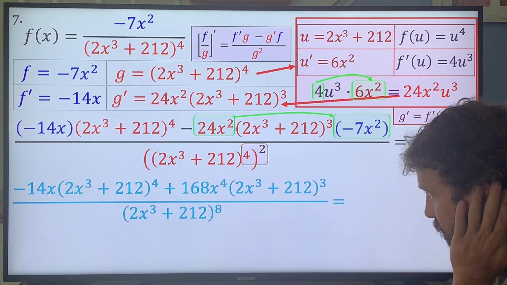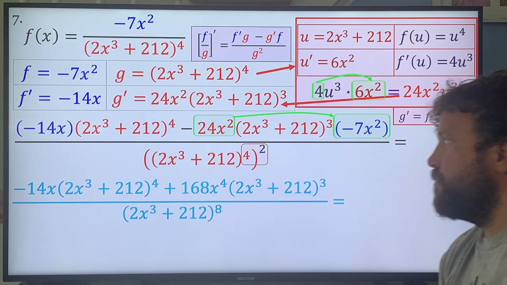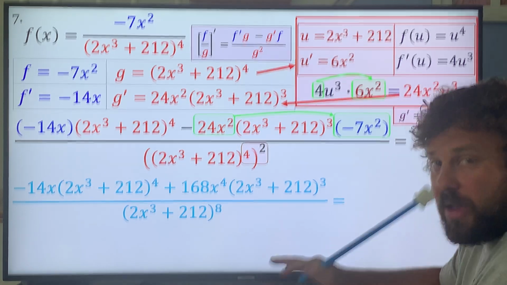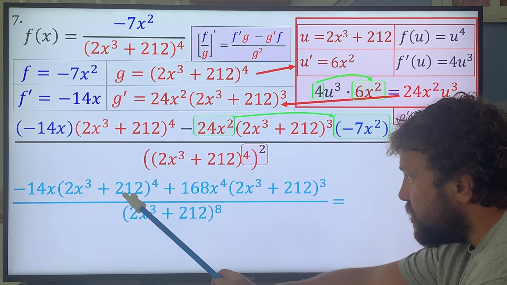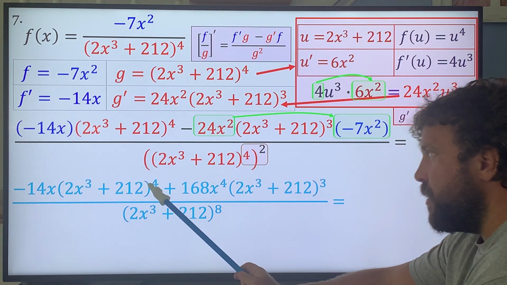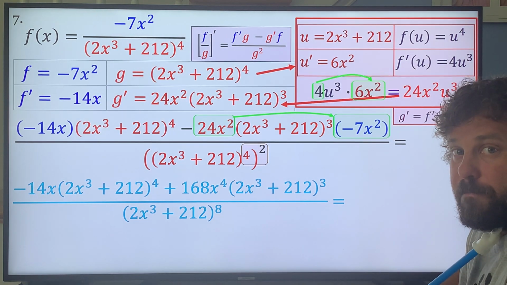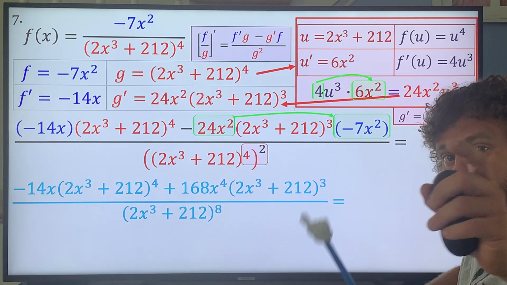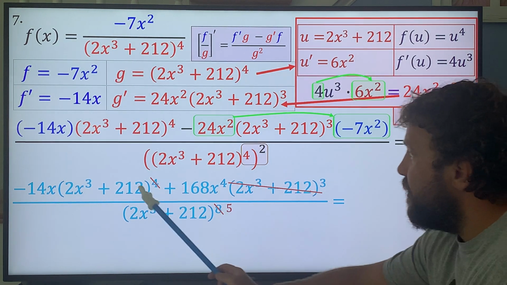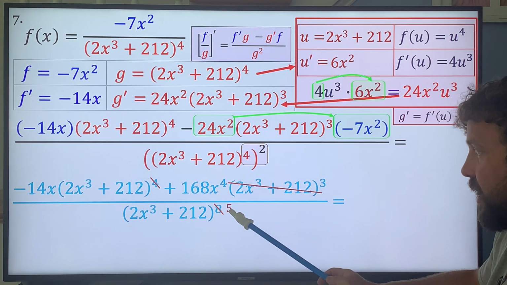Now, you don't want to stop there, do you? Do you notice anything about this function? One function, two function, three function. They all have what involved? A 2x cubed plus 212, 2x cubed plus 212, 2x cubed plus 212. Well, this one has 4, this one has 3, and this one has 8. So I could take some out, right? I could take how many out? The number that's the less. So I could take out 3. So if I take out 3 of these, I'm left with none. If I take out 3 of these, I'm left with just 1. And if I take 3 from 8, I'm left with 5.